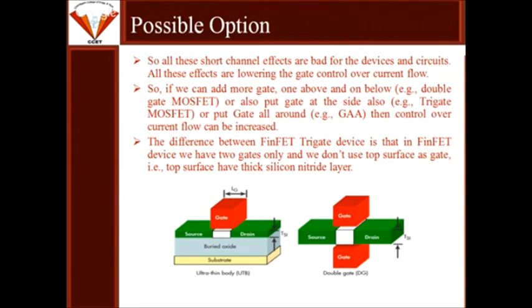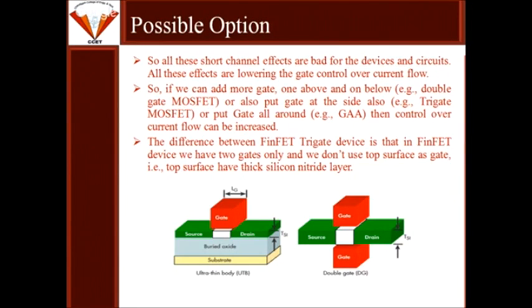All these short channel effects are bad for the devices and the circuit, and all these effects are lowering the gate control over the current flow. So if we can add more gates, one above and one below, then we will have more control over the gate current.